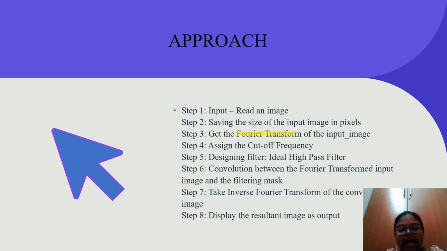Okay, then assign the cutoff frequency. The cutoff frequency we get from the formula H of u comma v. Then design the filter, ideal high pass filter, with convolution between the Fourier transformed input image and the filtering mask. Take the inverse Fourier transform of the converted image and display the resultant image output.